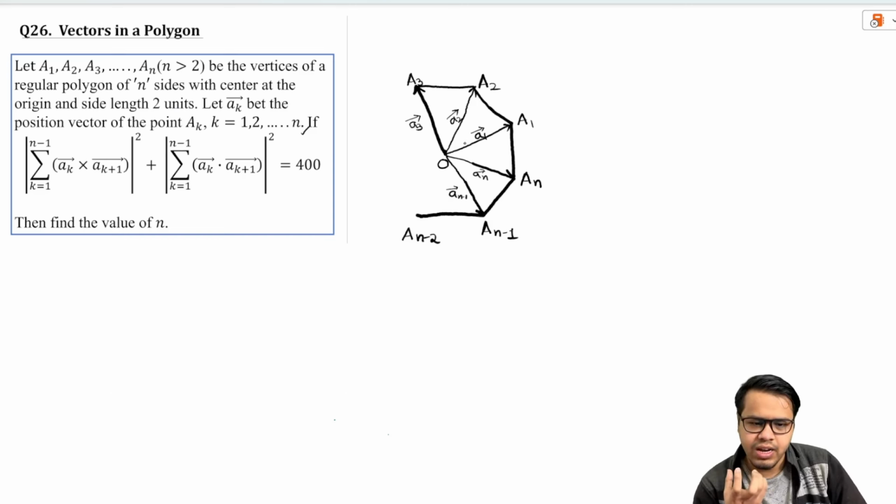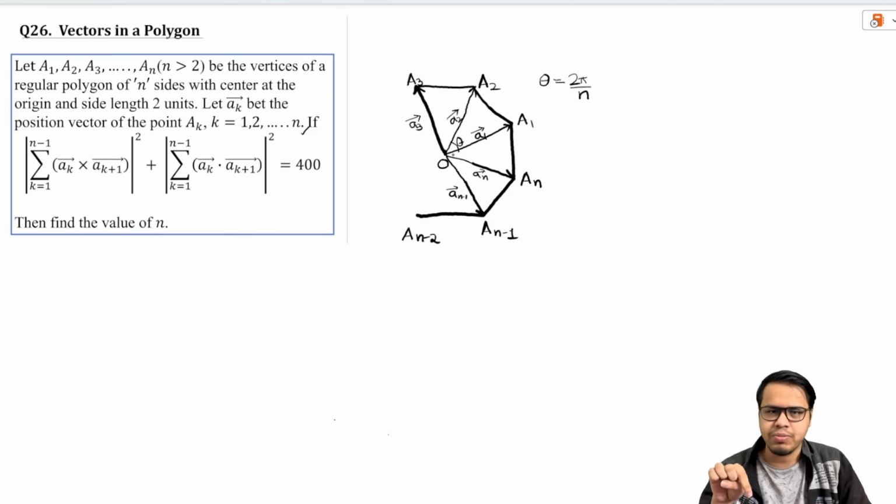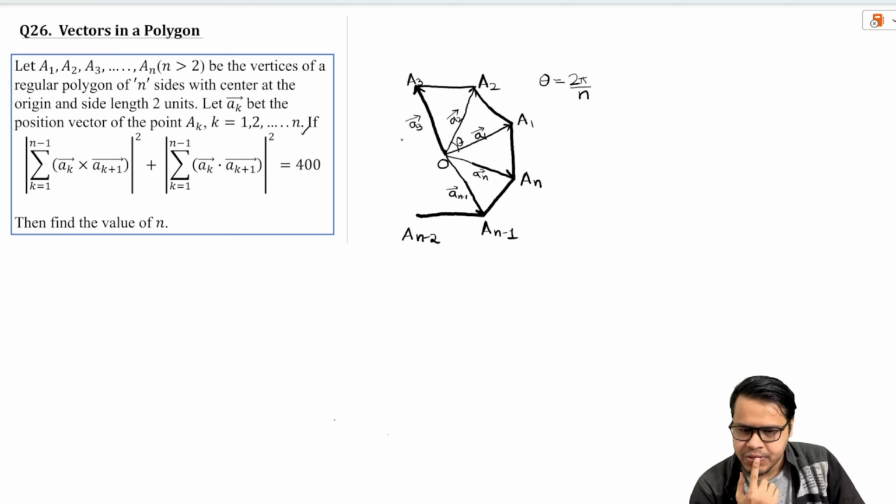In a regular polygon it is important to also denote this theta. Here the value of theta should be 2 pi by n. We know in a regular polygon this angle should be equal to 2 pi by n because the complete angle is 2 pi and it is divided into n parts. You can see n sides, so it is divided into n parts. Okay, so let's solve this.